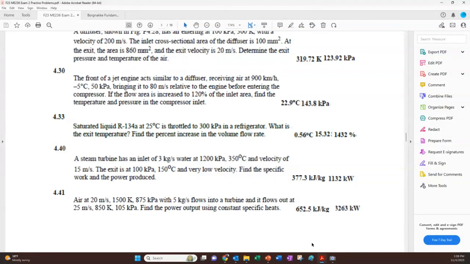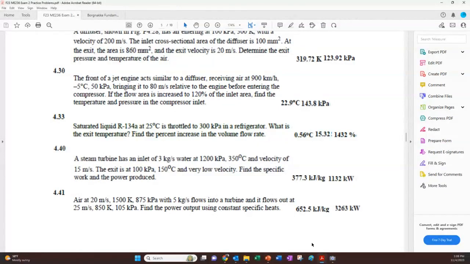And they gave us a velocity. So that's sort of a clue that we might need to use that more extensive steady state open system first law equation. 15 meters per second. And the exit, so we'll call it P2, 100 kilopascals, so that's atmospheric pressure. And the T2 is 150 degrees Celsius. And V2 is very slow. So that means we're going to ignore the outlet velocity.